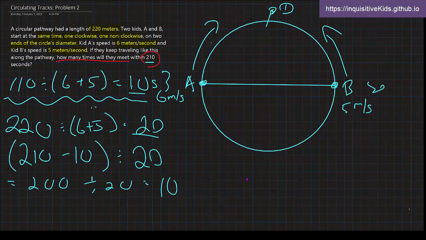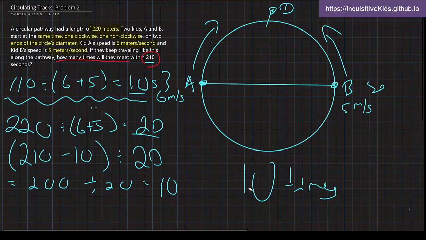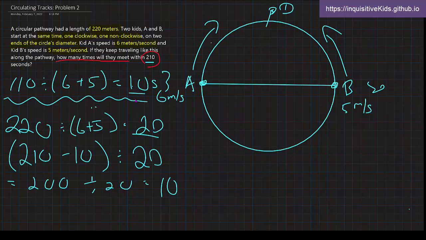So many people, they would just answer, they meet 10 times. Well, no, they're missing something. So remember, their first time meeting, we calculated it separately up here. So it's really 1 plus 10, right? This is the 10 we got over here, and this is another 1 time we got over here. That's 11. So really we have 11 times.